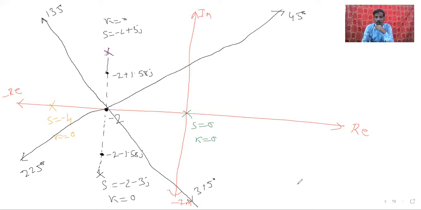So first draw these poles. This is the midpoint, the first breakaway point. So this is the first direction of movement of the poles at s equals zero and s equals minus 4, K equals zero. This is the movement, and this is the breakaway point. Another direction, and this is the midpoint.